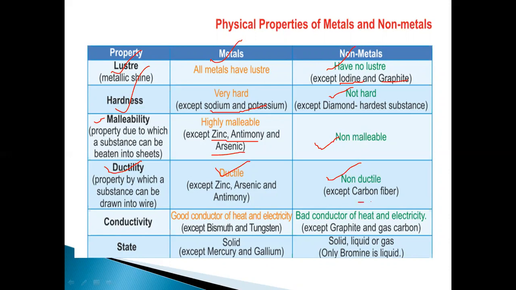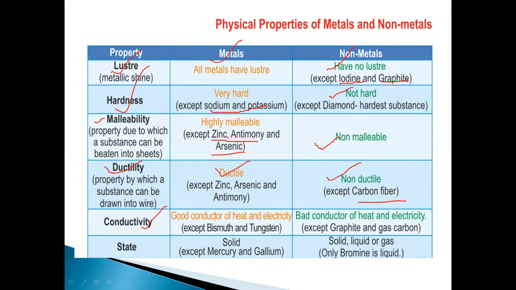So here is carbon fiber. It is the property of carbon to be made into fibers, like wire-like structures, and nowadays it is progressing, and it is used for making aircraft, and in textiles, for making different types of fabrics as well.